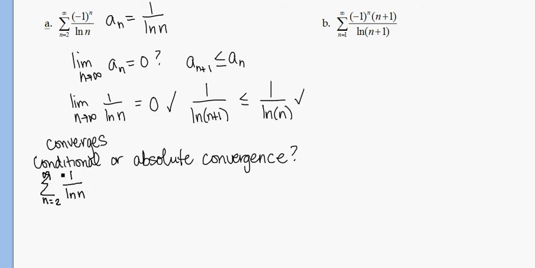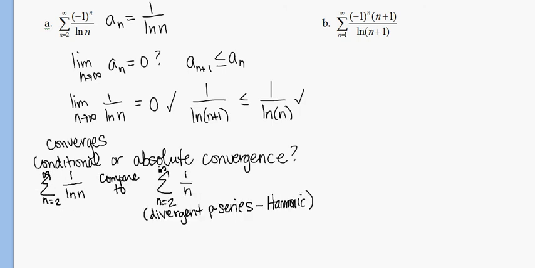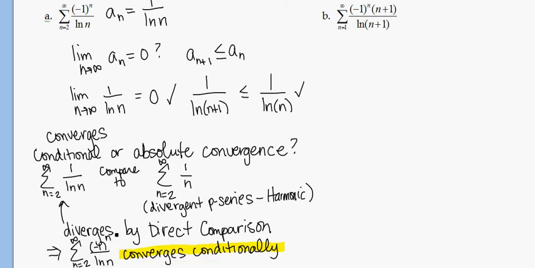So think for a moment about how you'd actually check to see if this converges or diverges. So we can do a comparison. If we compare to 1 over n, which is a divergent p-series, we can actually do a direct comparison. Since the natural log of n makes the numbers smaller denominators, which will make the entire terms bigger. So by the direct comparison test, this series diverges. This tells us that our original series converges conditionally.